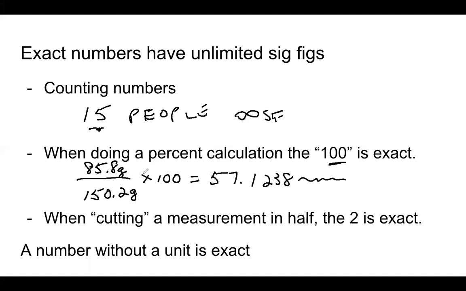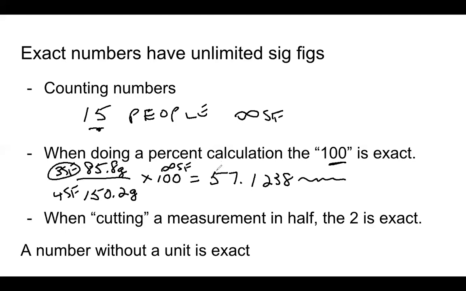Okay, I go back and look at my sig figs. In the numerator here, 85.8 has 3 sig figs. My denominator has 1, 2, 3, 4 sig figs. This times 100, this is not a measurement. It doesn't have a unit after it. Measurements have units. This does not have a unit. This has unlimited or infinity sig figs. So the least of 3, 4, and infinity is 3 sig figs.